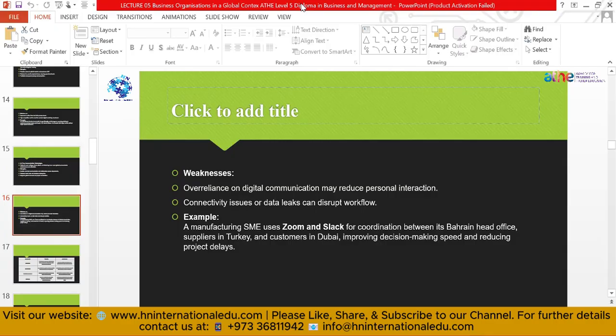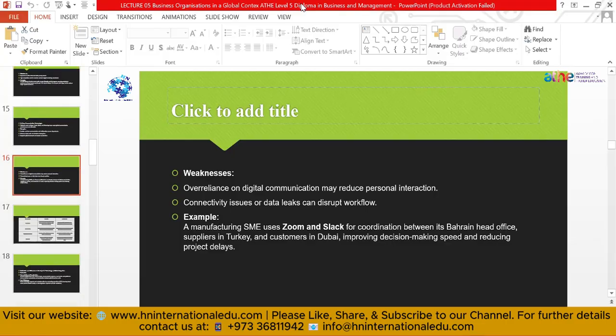Connectivity issues or data leaks can disrupt the workflow. Yes, connectivity issues are a problem if it's not strong, and with that, the breaches in the data, that is too an important topic. For example, a manufacturing SME uses Zoom and Slack for the coordination between its Bahraini head office, suppliers in Turkey, and consumers in Dubai, improving decision-making speed and reducing project delays. So just sitting in one country, one city, you can operate in various parts of the world.